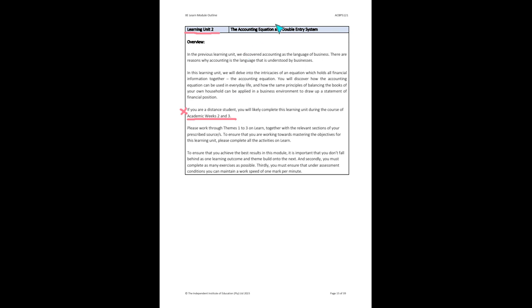This one is a lot of theory, but this learning unit 2 is a lot more practical, where there are some skills you have to learn, quite a bit of memorization, but very particularly a lot of understanding that you've got to master in terms of what is the accounting equation and how does it work, and what do we mean by the double entry system.